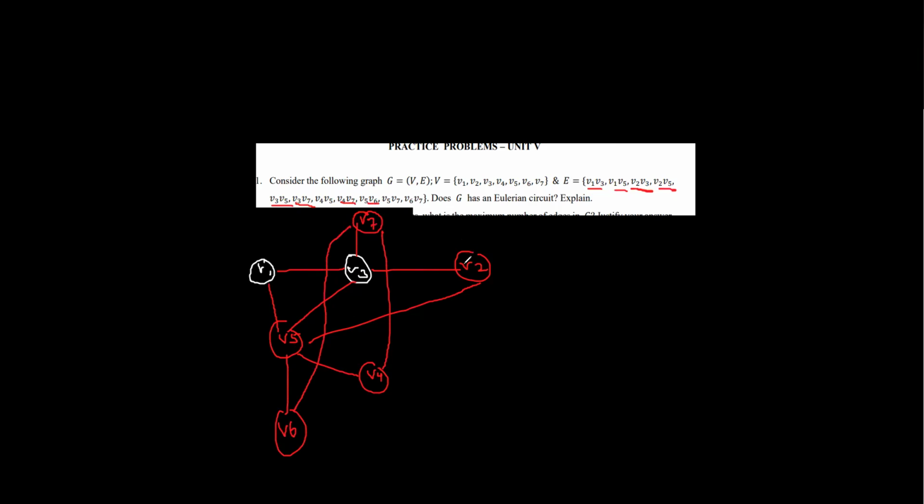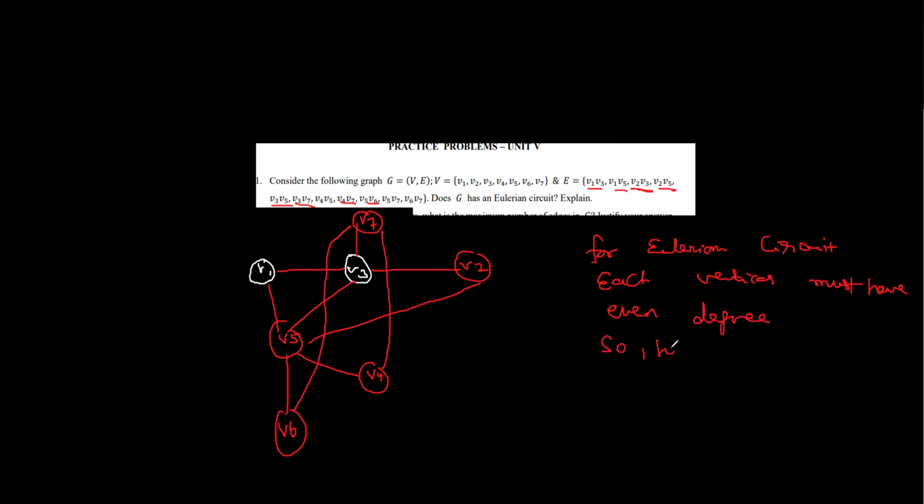So can you say this is an Eulerian circuit? No. Why? Yes. For an Eulerian circuit, what condition is there? Every vertex must have even degree, a degree even.